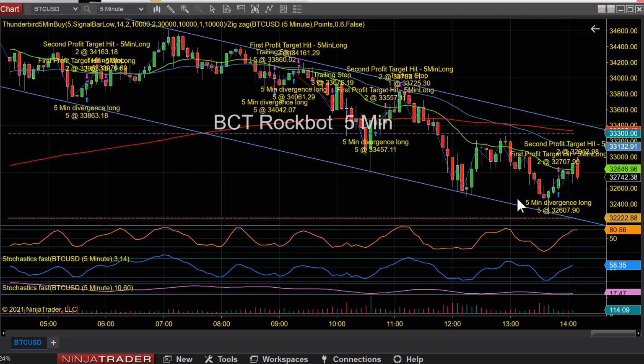So I want to break this down. This is mostly for people who have the RockBot. If you have the RockBot, you're using the NinjaTrader platform; that's what it runs on. And I actually have a lot of information to get this thing set up. Let's just show you that fast.